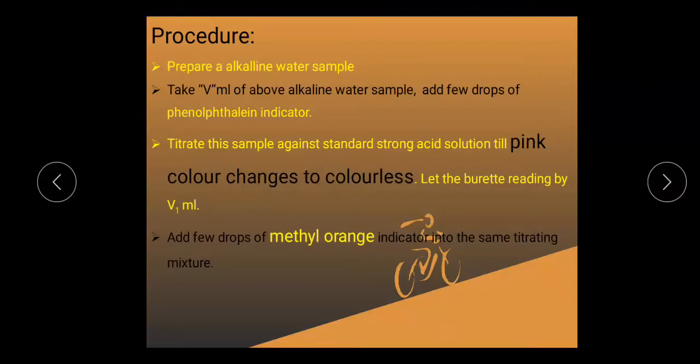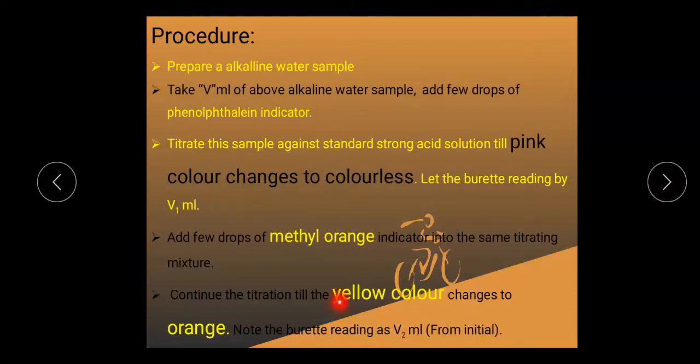In the same solution, continue the titration by adding methyl orange as the indicator. When you add the indicator, the solution becomes yellow. Continue the titration with strong acid till the yellow color changes to orange. Note this reading as V2 ml. Now you know V1 ml is the phenolphthalein burette reading, while V2 corresponds to the methyl orange alkalinity reading.